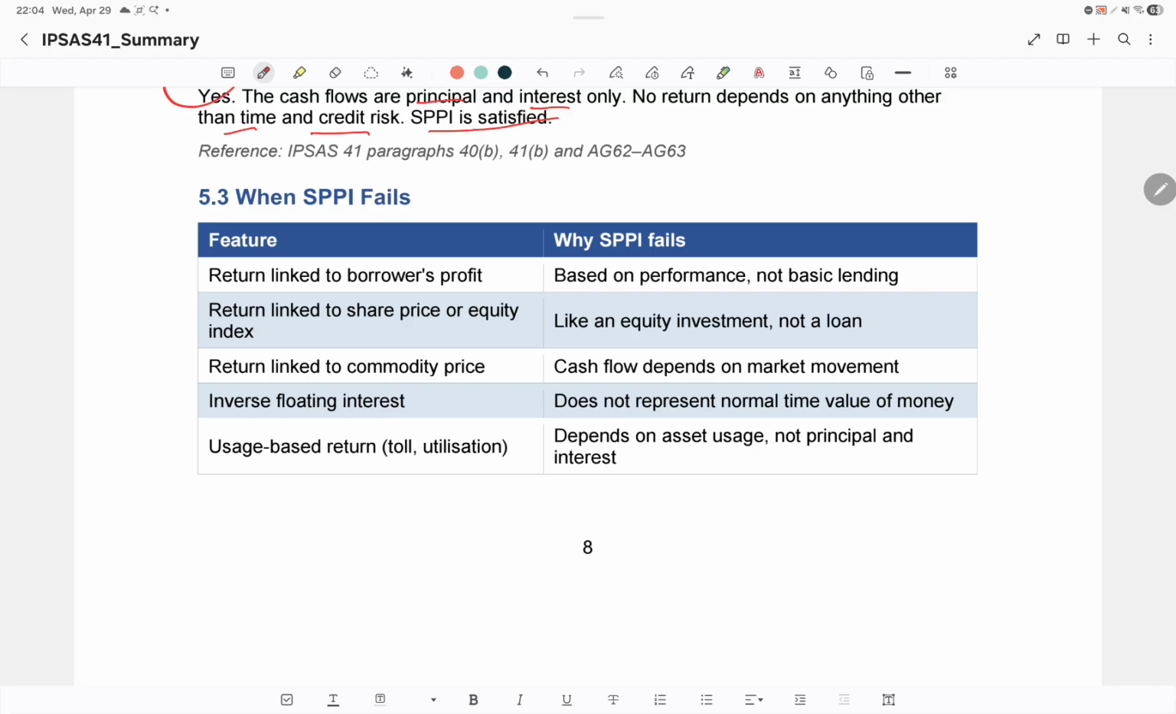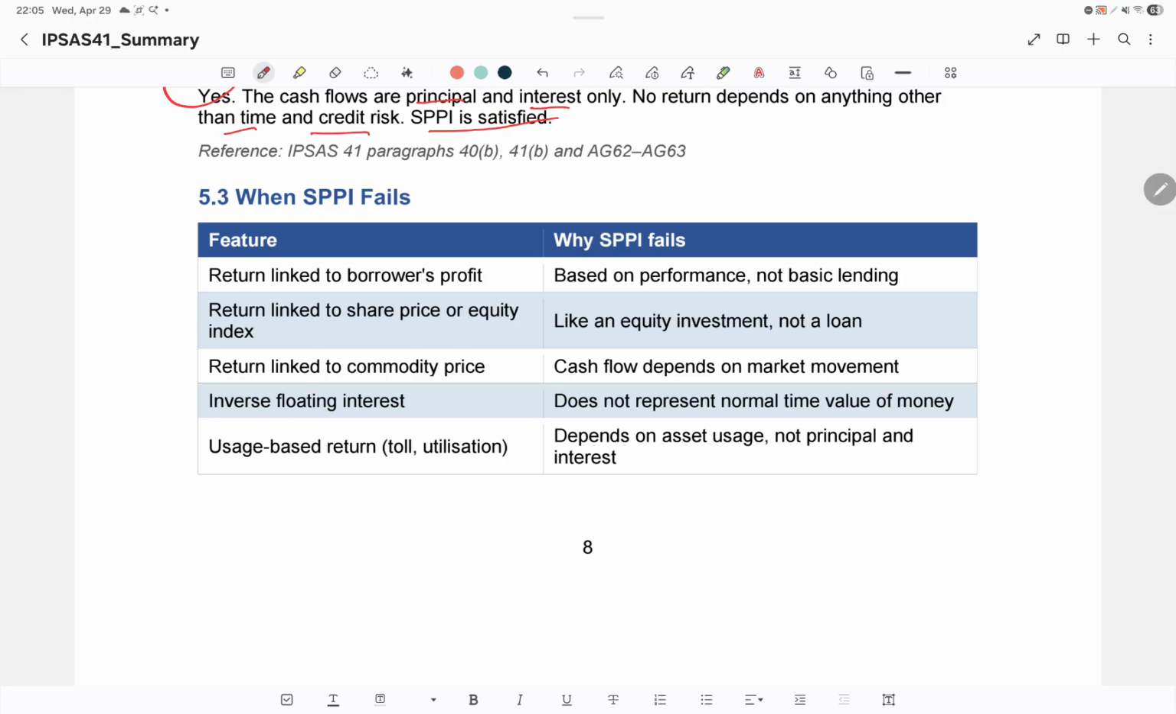Okay, when can we say SPPI fails? Solely payments of principal and interest. Feature number one, return linked to borrower profit. For example, if the borrower loses or gains a certain amount and that return is linked to that and not a fixed interest, then we say it has failed. If it is based on performance, not basic lending, it has failed.